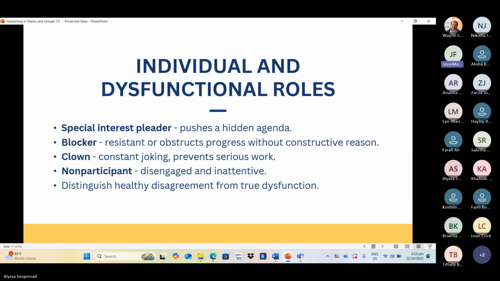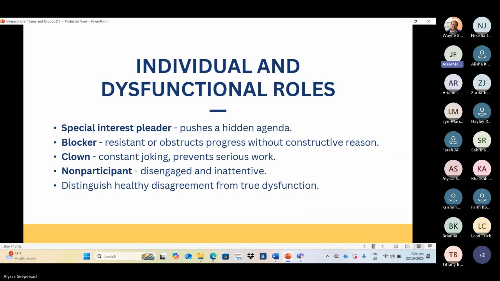Individual and dysfunctional roles. There may be scenarios where group members actually disrupt the group's progress, and this would be known as dysfunctional roles. Some people tend to adopt these types of roles. Some examples are the special interest pleader, an individual who persistently pushes their point even as the group is ready to move on and proceed to its next step. It almost seems like they're prioritizing their own hidden agenda over the group's overall goals.